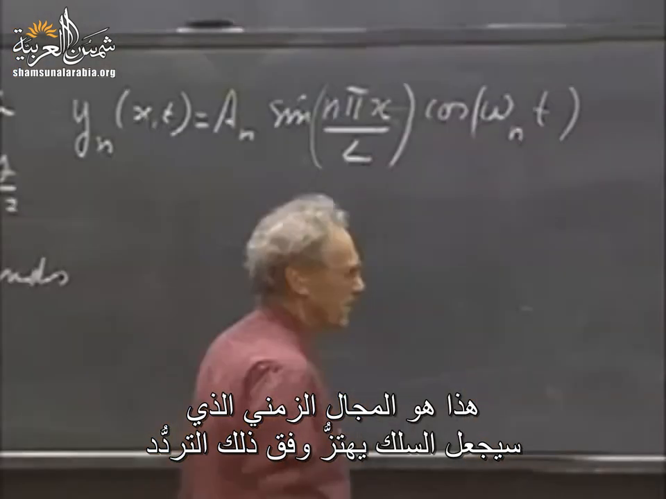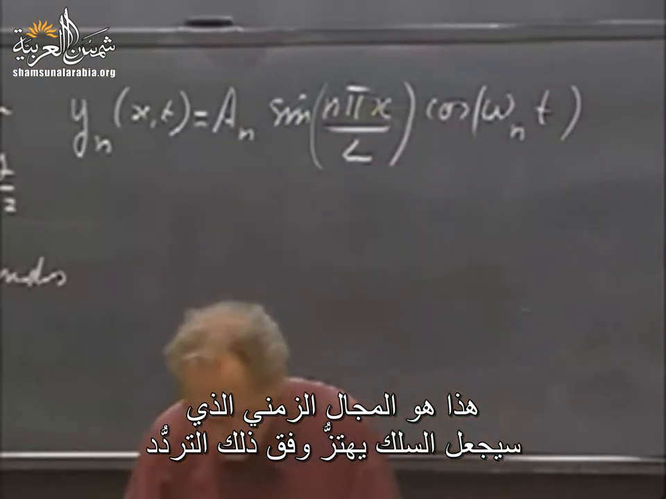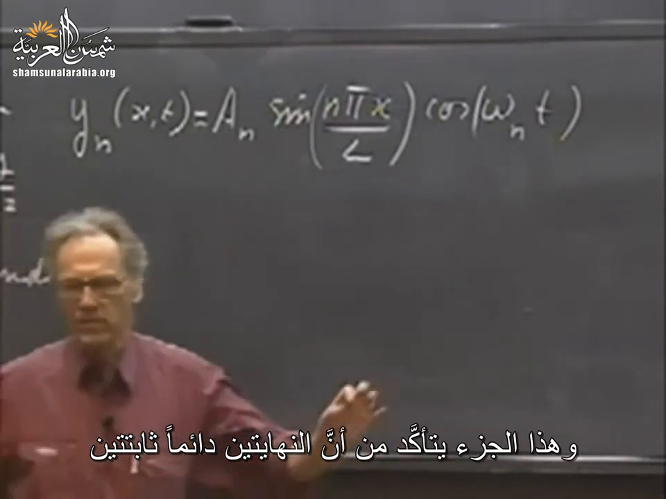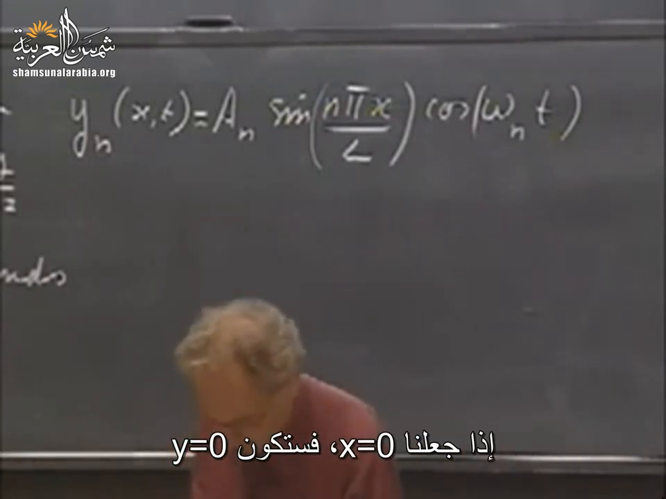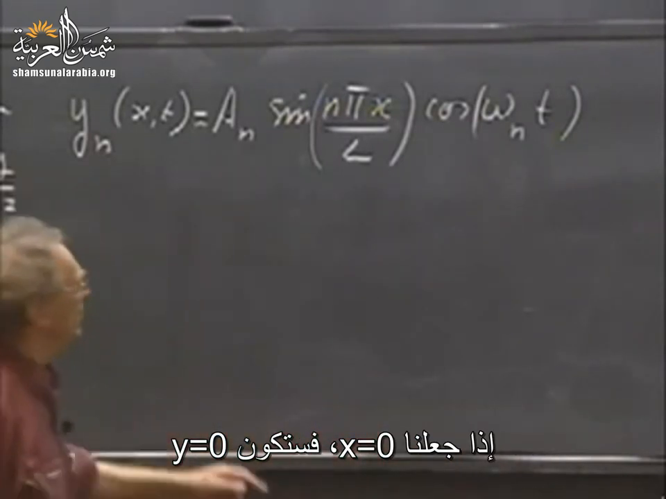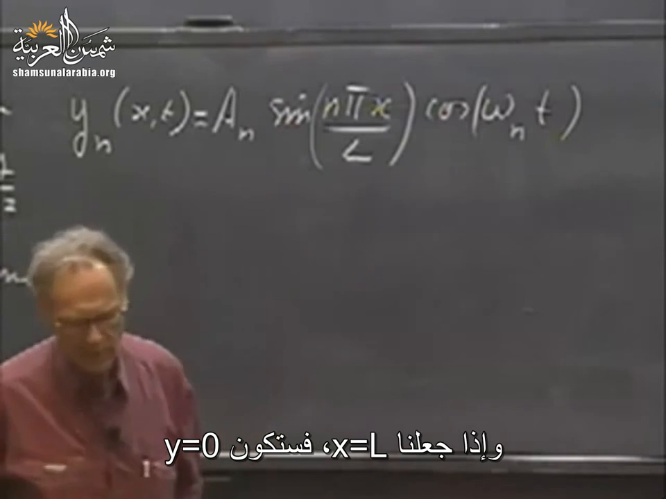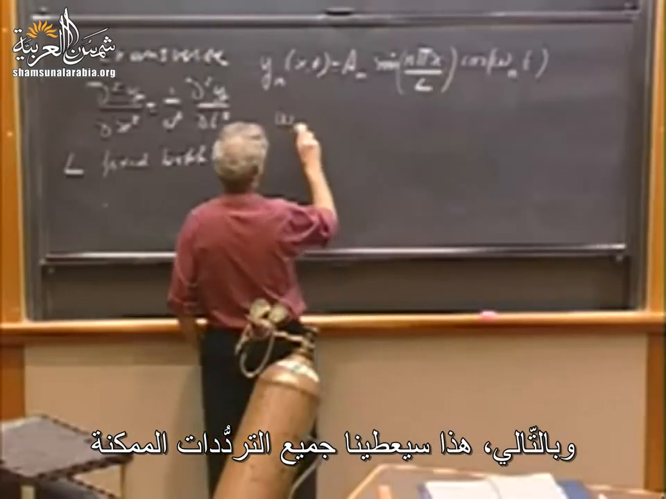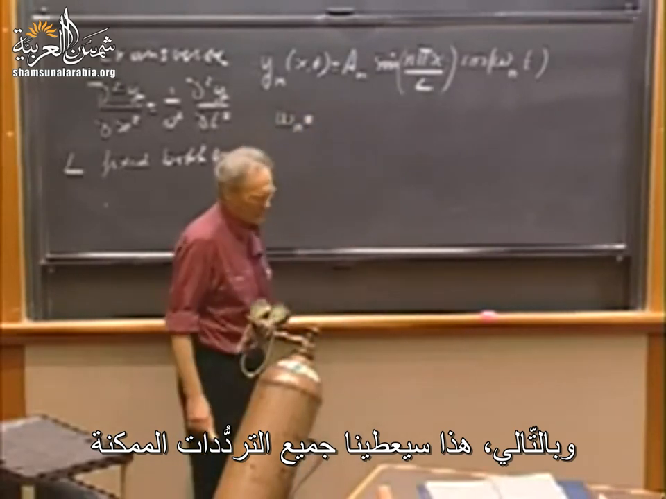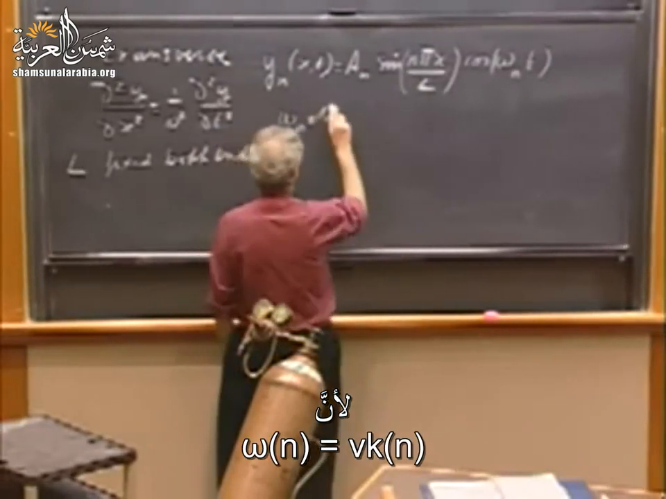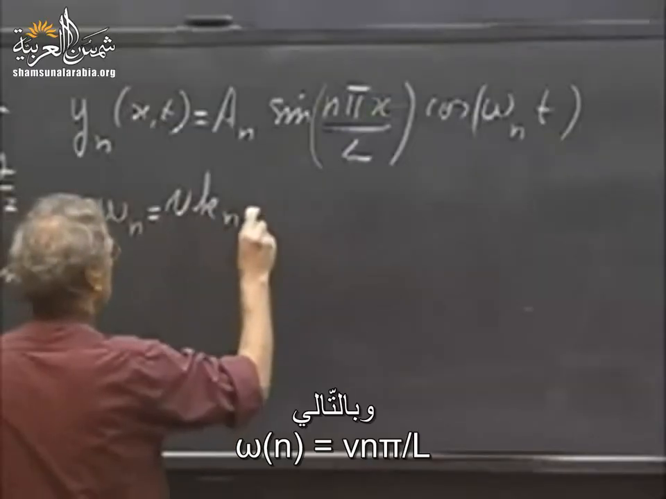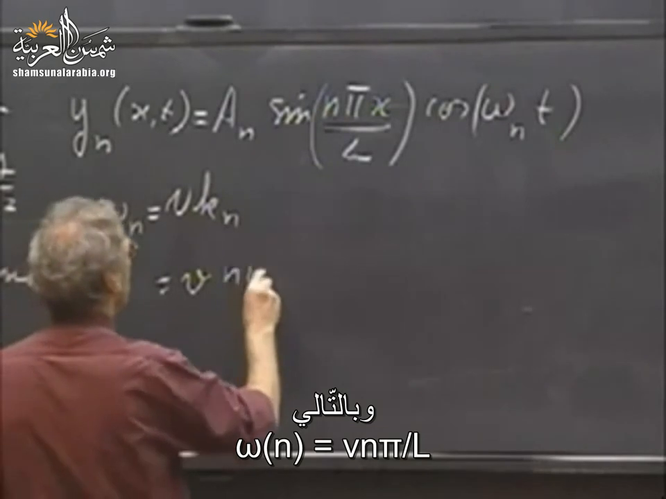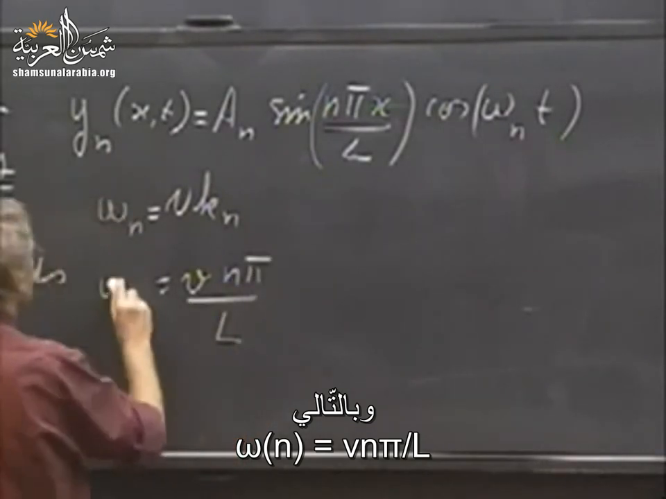This is the time domain, which makes it shake with that frequency, and this is the part that makes sure that the ends are always fixed. If you make x equals 0, y is 0, and if you make x equals L, y is 0. That gives you a whole zoo of possible frequencies, because omega_n is always v times k_n, and so that becomes v times n pi divided by L.